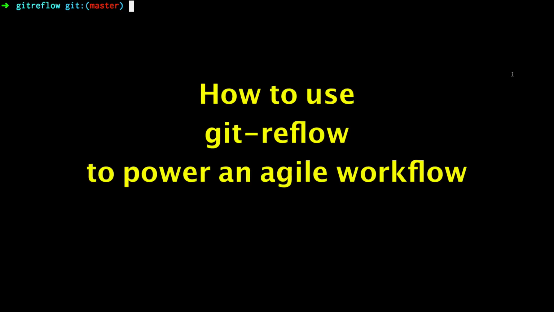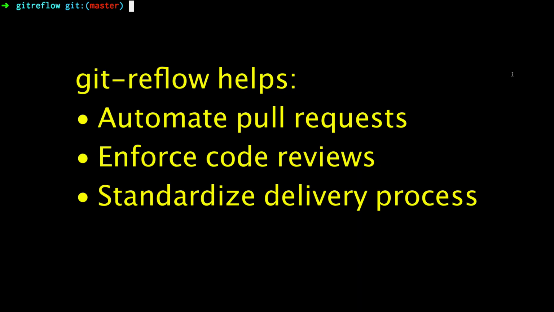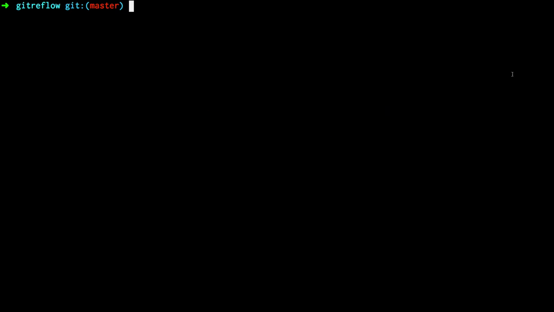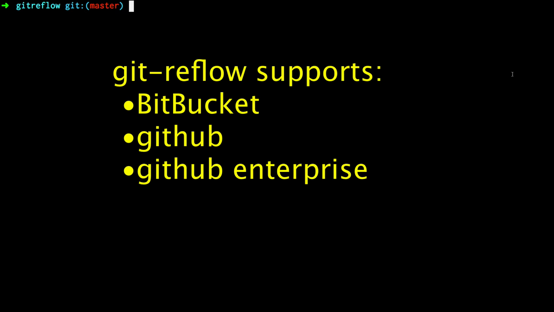Today I want to show you how to use Git reflow to power an Agile workflow. Git reflow helps to automate the pull request process, code review process, and the delivery process for software applications that are developed using Git on Bitbucket, GitHub, or GitHub Enterprise.